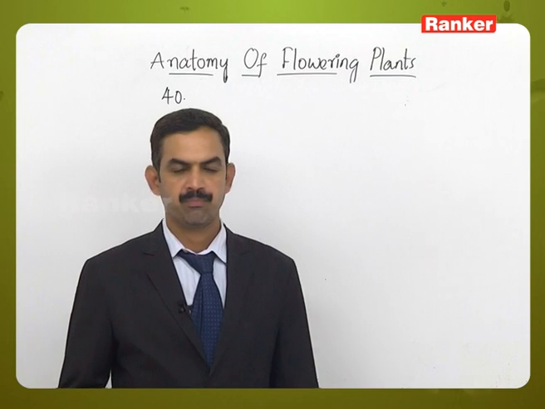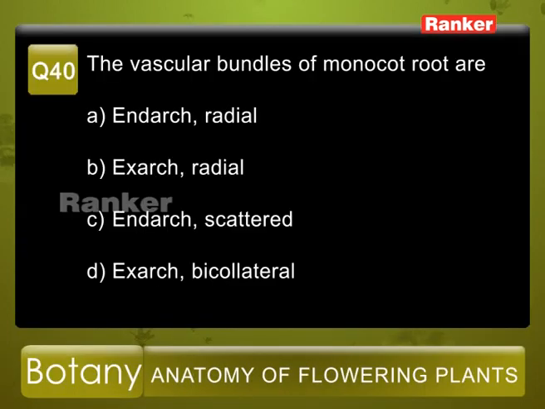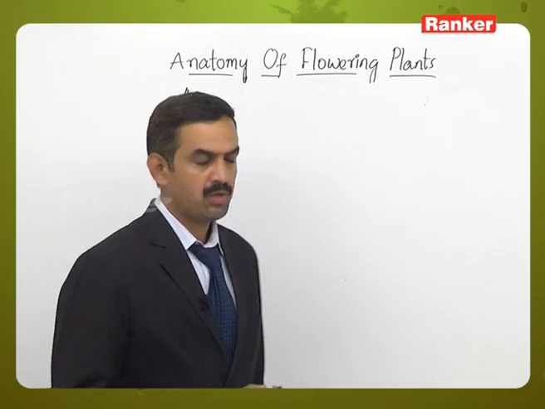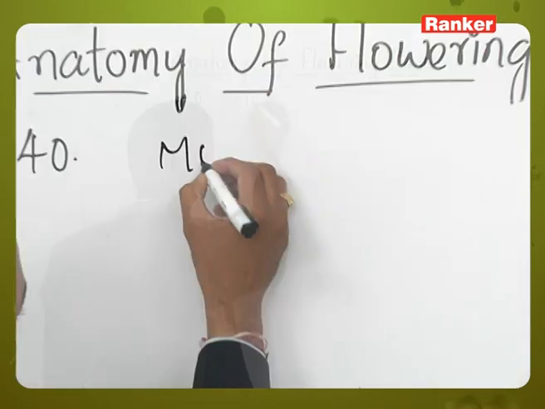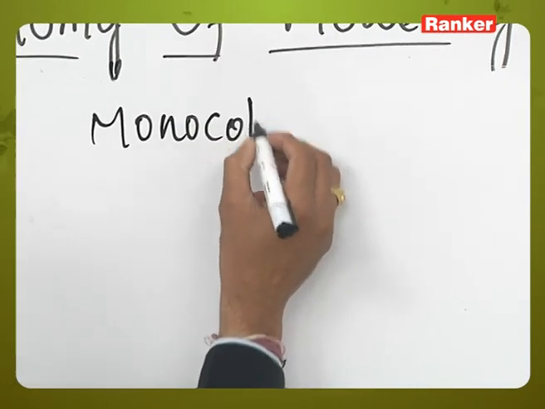Question number 40. The vascular bundles of monocot root are. The given options are A. Endarch radial, B. Exarch radial, C. Endarch scattered, and D. Exarch bicollateral. So here it is about a monocot root.